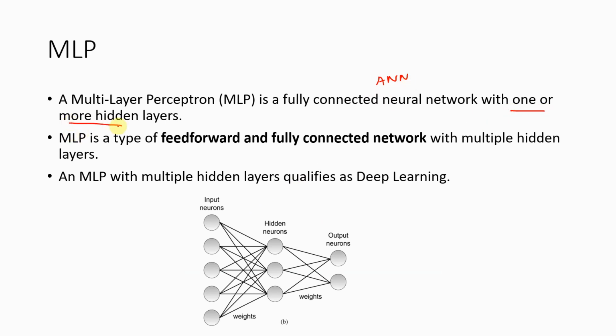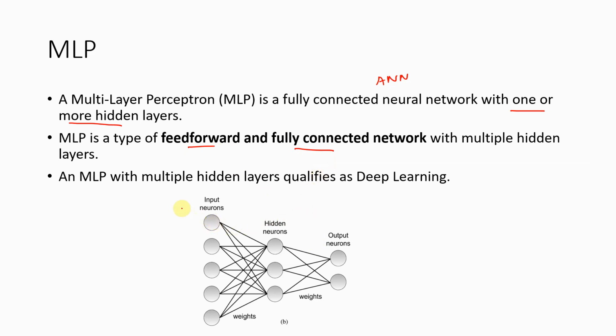Basically, the neural network has one input layer and one output layer, and in between that we may have one or more hidden layers, which leads to an MLP algorithm. If we have only one input layer and one output layer, this will be termed a single layer perceptron. A multi-layer perceptron is a type of feed-forward, fully connected network which contains multiple hidden layers in between the input and the output layer.